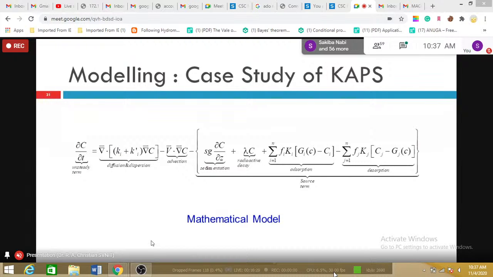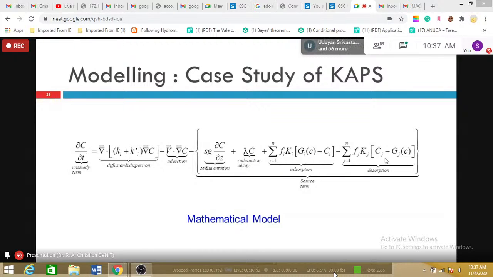Now, if you go by the conventional method of defining a mathematical model, you get a mathematical model something like this. You have the unsteady state condition, that is the concentration of the radionuclides on the left hand side. You have the dispersion and diffusion taking place here. You have the transport of the pollution, that is the radionuclides, that is the advection. You have the sedimentation, you have the radioactive decay, you have the adsorption, you have the desorption.